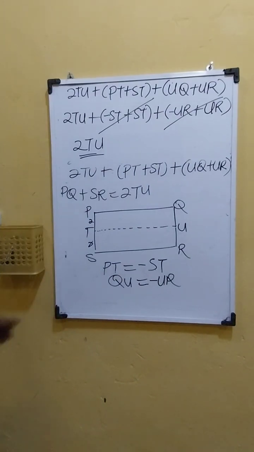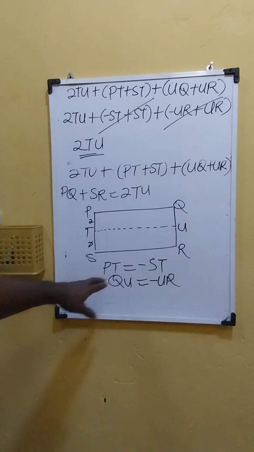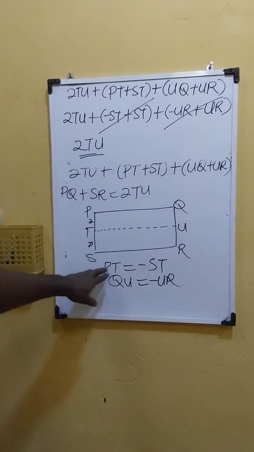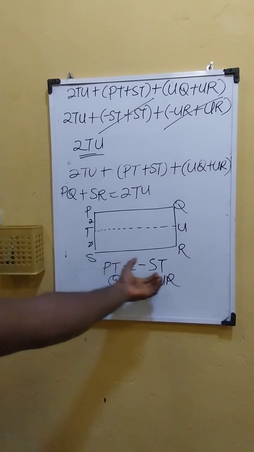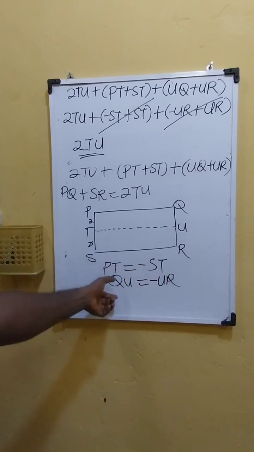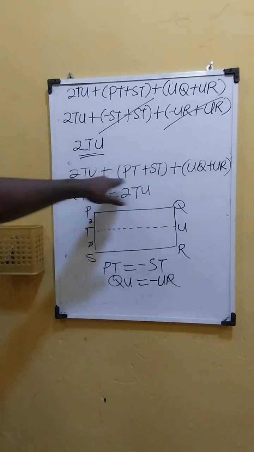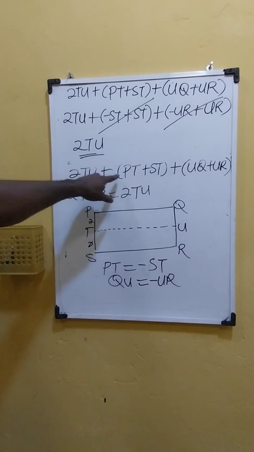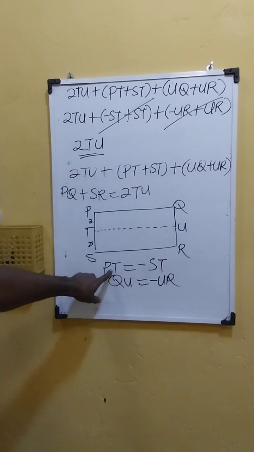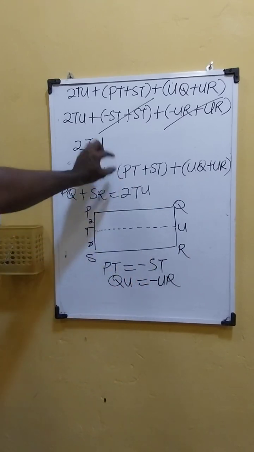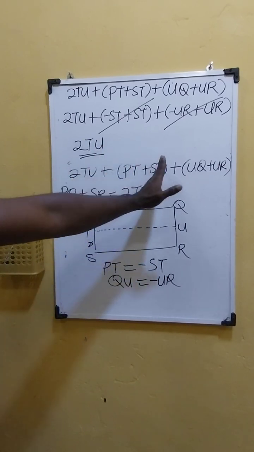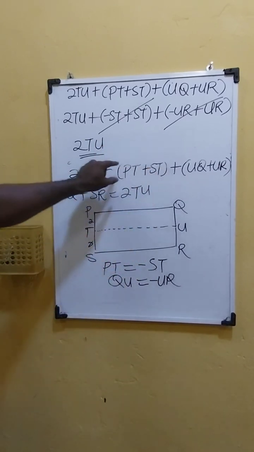So now that we have gotten to this point. Okay, John, I'm coming to you. Now that we have gotten to this point, we substitute the value of PT and QU or UQ, whether UQ or PQ, into this part that we have. When we substituted PT, we said PT is equal to minus ST. So this is PT, and ST is on its own.